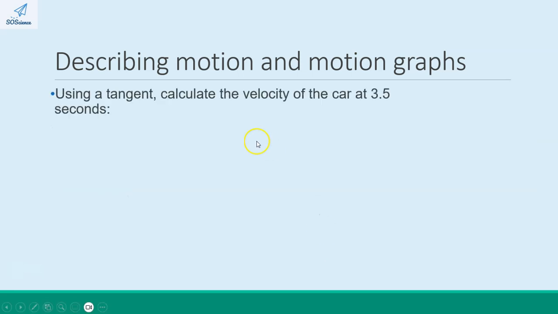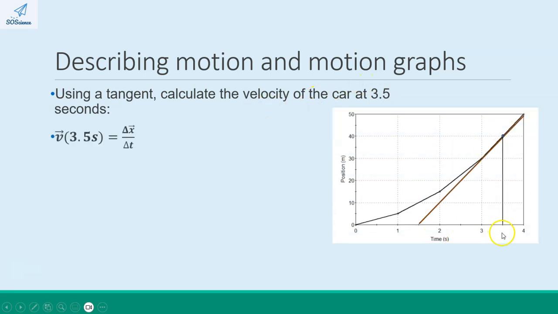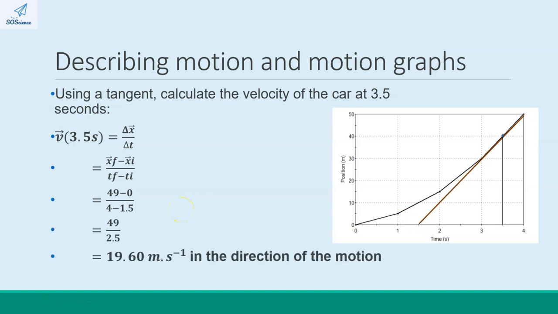Tangents are quite tricky. Using a tangent, let's calculate the velocity of the car at 3.5 seconds. So here's the 3.5 second mark. Here's my tangent, and I am going to use the entire right angle triangle of this graph over here to calculate the gradient of this tangent, which will give me the instantaneous velocity of the car at 3.5 seconds. So it's xf minus xi over tf minus ti. Reading off this value, I get 49 minus 0 divided by 4 minus 1.5. And that gives me a velocity of 19.6 meters per second in the direction of the motion.